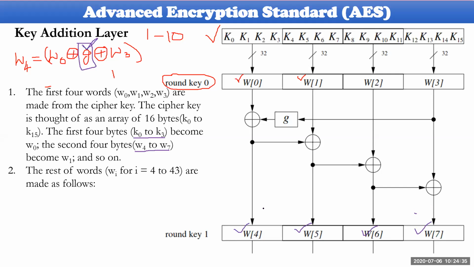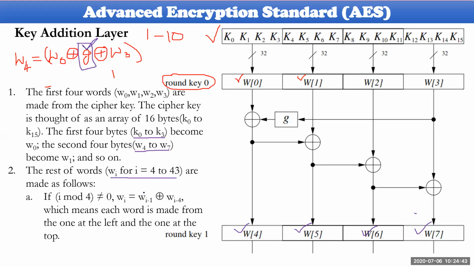How these are prepared is this: Wi, where i will be 4 to 43, will be prepared in such a way that i modulus 4 not equal to 0. For example, if i is 4, then 4 modulus 4 equals 0, so that could not be considered. If i is 5, then 5 modulus 4 equals 1. Yes, this condition is satisfied. So for those cases, we consider Wi minus 1 exclusive OR of Wi minus 4. What does it mean? So W5 will be taken into consideration.